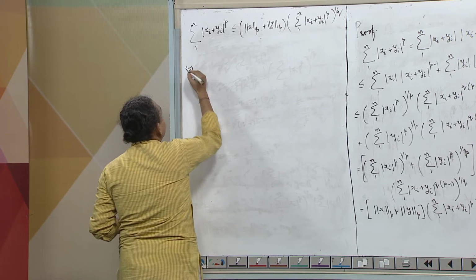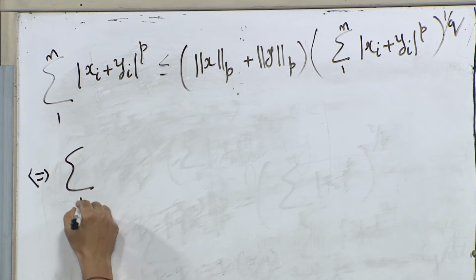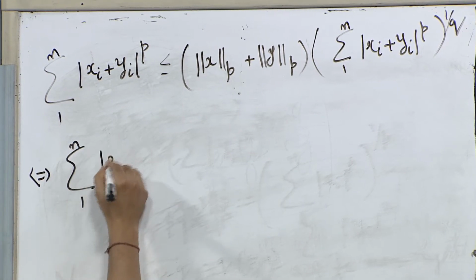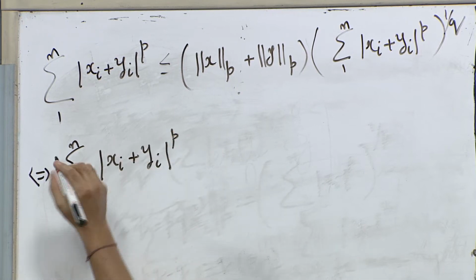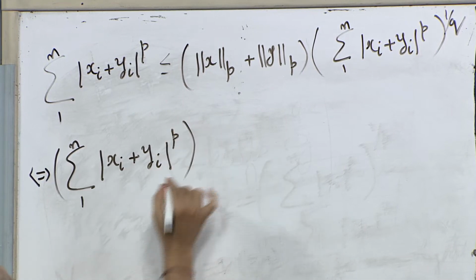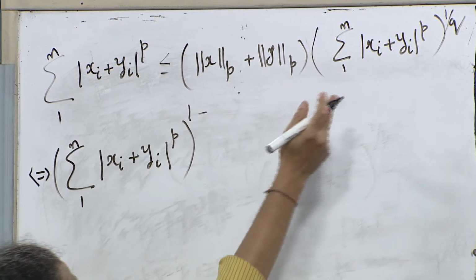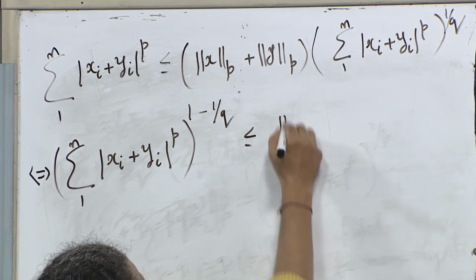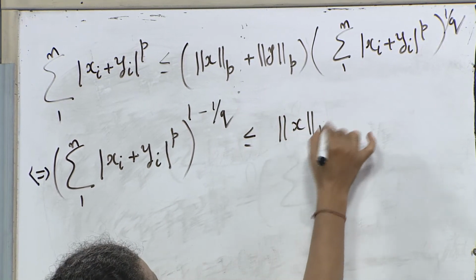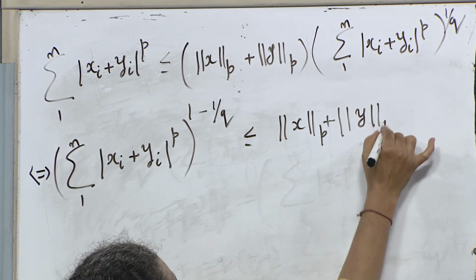This is equivalent to saying that, bringing this to the other side, we will have (summation 1 to n mod xi plus yi whole raised to the power p) whole thing raised to the power 1 minus 1 by q, which is less than or equal to p norm of x plus p norm of y.